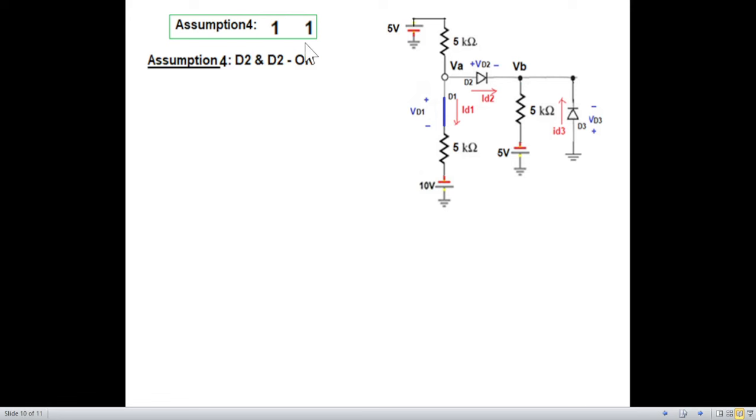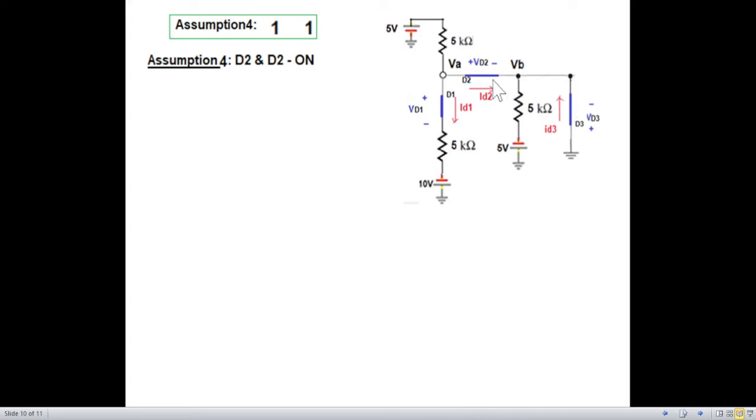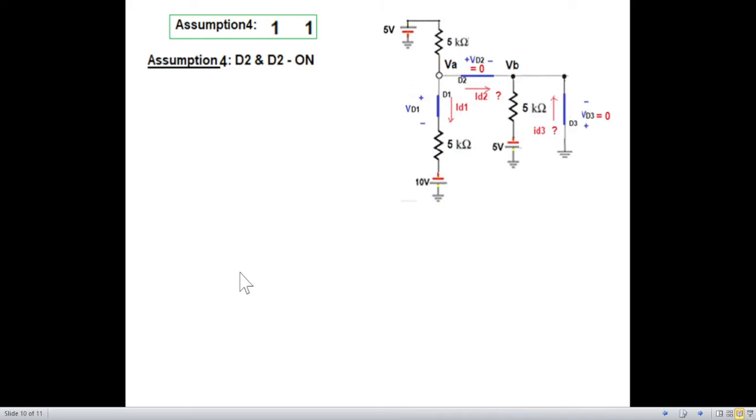So assumption 4 says both are short. And as we said, when it is short, the voltage has to be 0. We have to find current. Here also VD is 0 and we have to find current. And since VB is connected to ground, therefore this is 0 volt. And since this is also short circuit, therefore VA is also 0 volt.